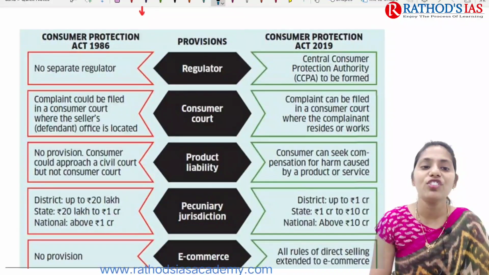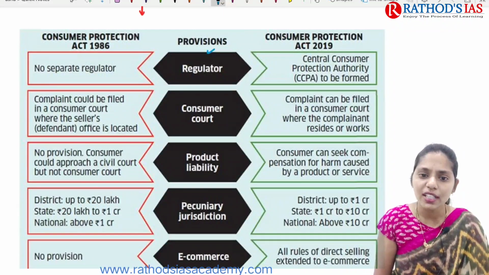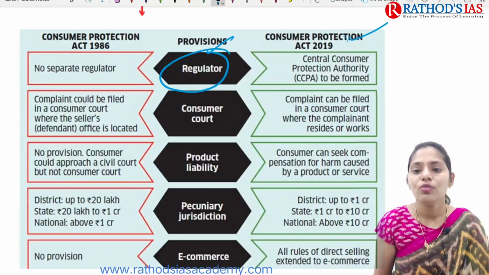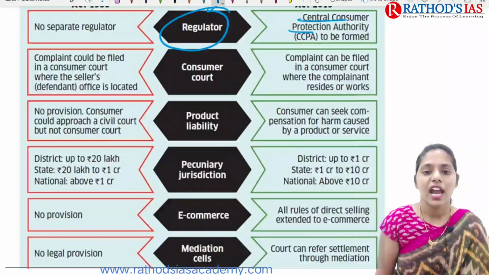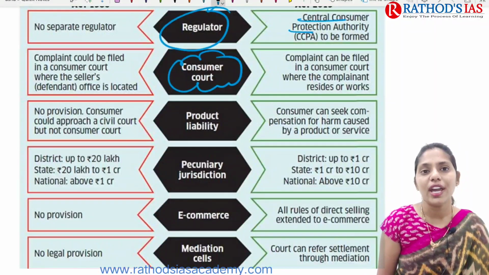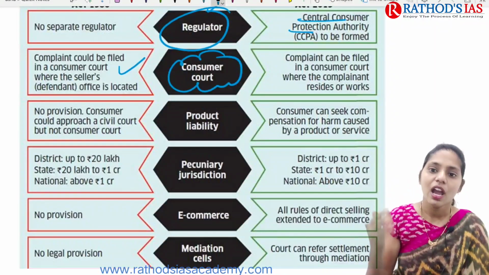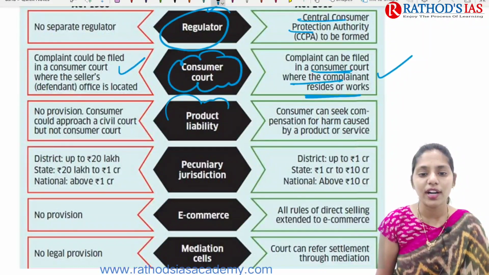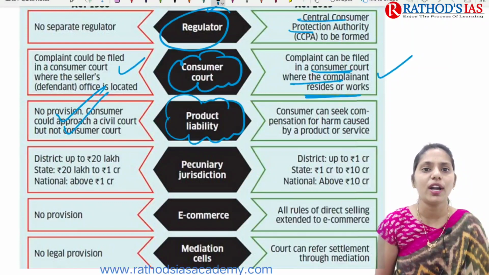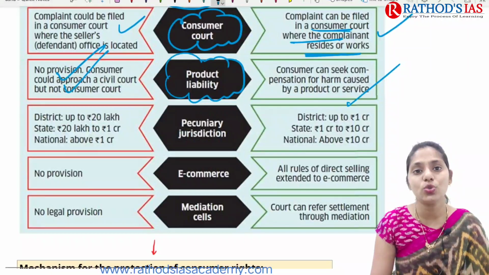If you are talking about the provisions of the Consumer Protection Act of 1986 and 2019, there were some changes. Earlier there was no regulator, but now we have the Central Consumer Protection Authority formed under this Act. Regarding consumer courts, earlier a complaint had to be filed in the consumer court where the seller was located. At present, a complaint can be filed in a consumer court where the complainant resides or works. As for product liability, there was no such provision earlier, and now we have it.